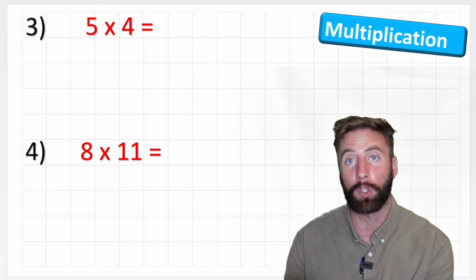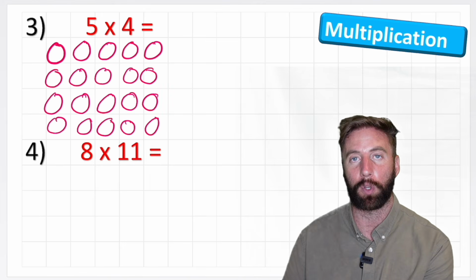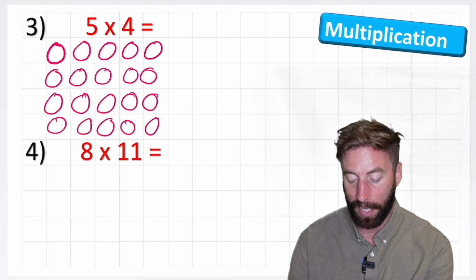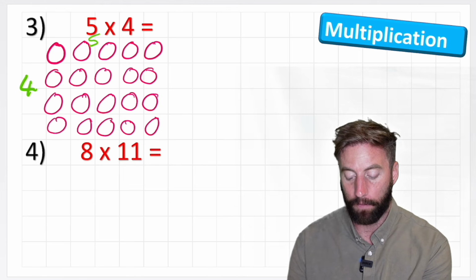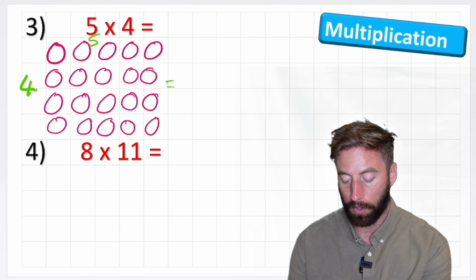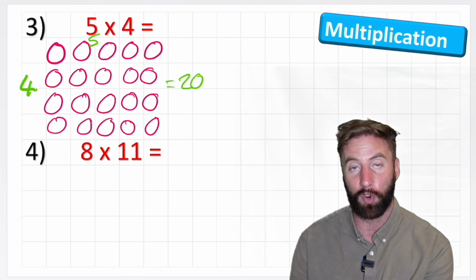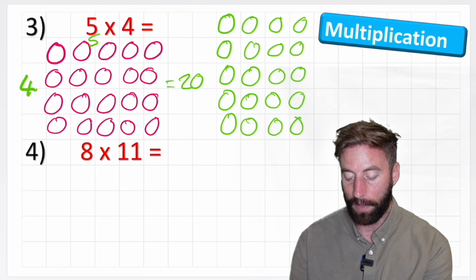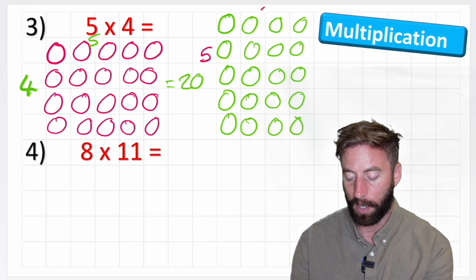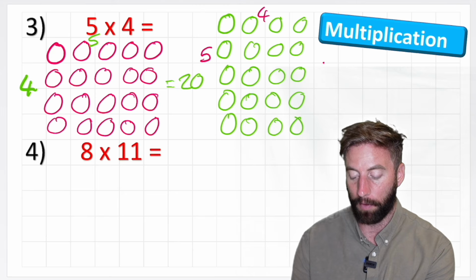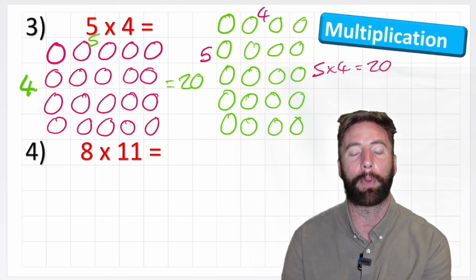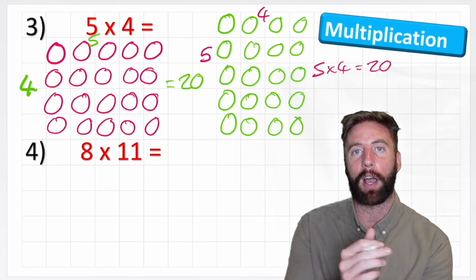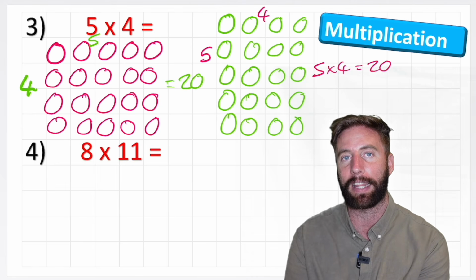Let's have a look at that with our footballs. 5 times 4 can be shown like this. This array, as we call it in multiplication, represents 4 times 5. And 4 times 5 gives me a total of 20. But now if I flip this array around and put it the other way, this array now says 5 times 4. But we also now know that 5 times 4 still equals 20. So multiplication is the same. It doesn't matter which way round we put our question, we're still going to get the same answer.